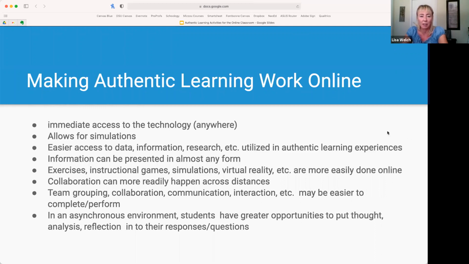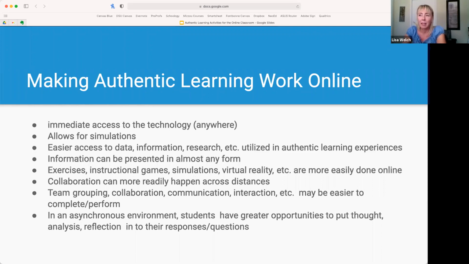Jordan and I have been working on some other simulations for dental hygiene, which really would have application for the online learning environment too. So they have a much greater access to data, information, research, which can be used in the authentic learning experience online. We can give them exposure to information in almost any form. We have videos we can use, as I said, simulations where they can go in specific to their chosen profession down the line.